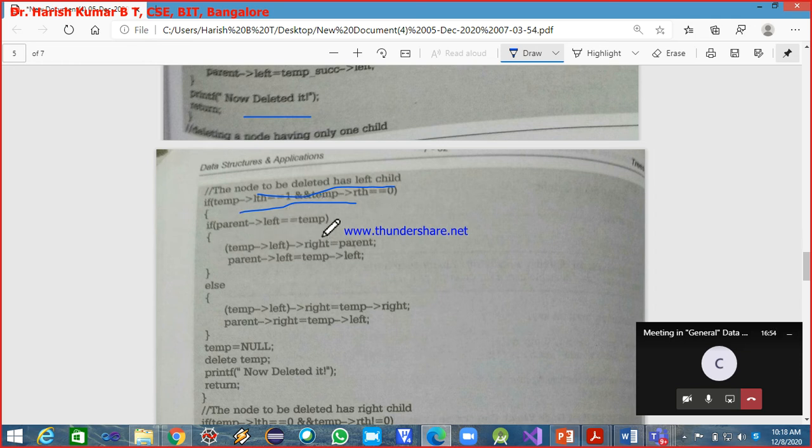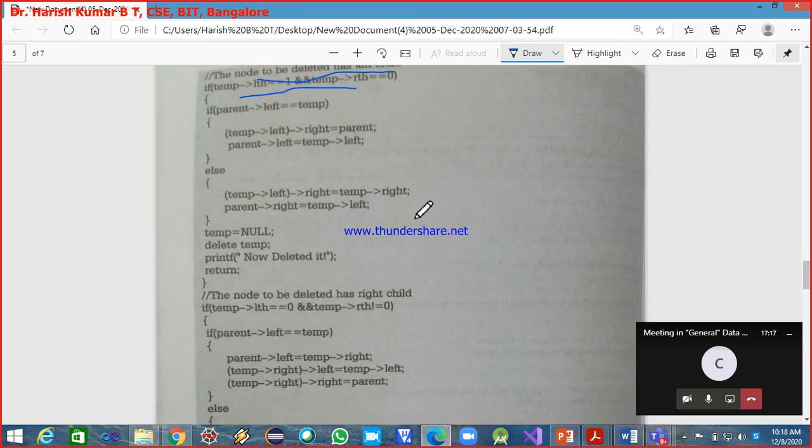temp. So if parent arrow left is equal to temp, then what we do is temp arrow left arrow right is equal to parent, and because it has only one child, you don't have to check for the right child. So parent arrow left is equal to temp arrow left, else the opposite we do. So this one.